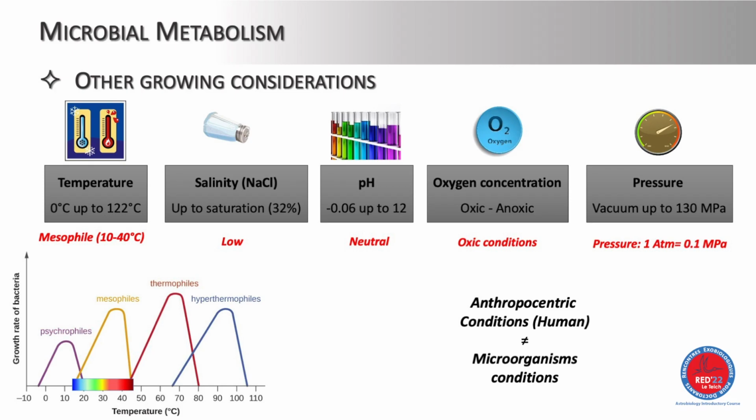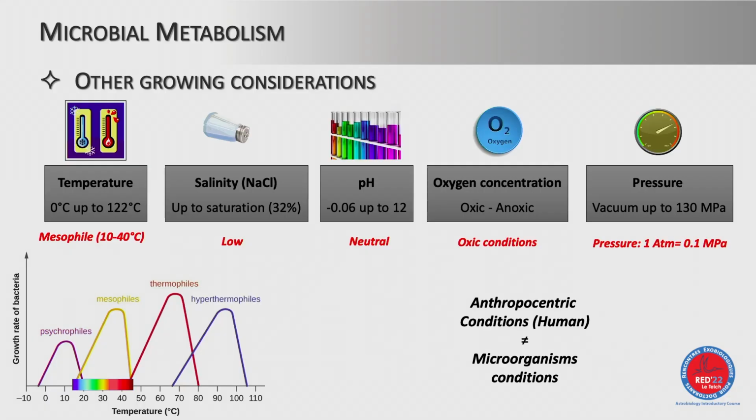But that's a human point of view, because we know that microbes can grow at a really big range of temperature, salinity, pH, oxygen concentration, and pressure. So here is an example of the temperature. Mesophiles are all the microbes and other animals living in medium temperature conditions. But you also have psychrophiles, which love cold temperature, thermophiles, and hyperthermophiles for heat-loving microbes.